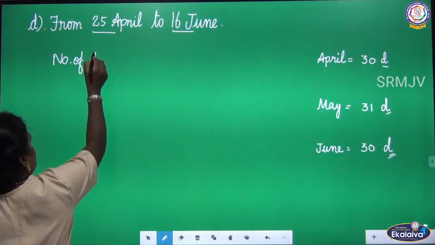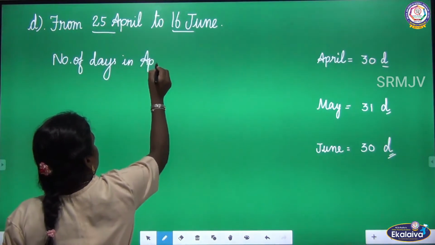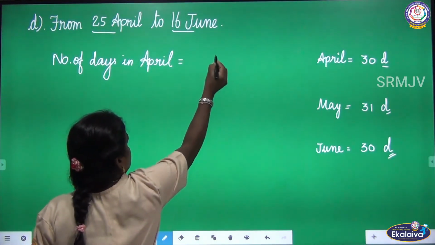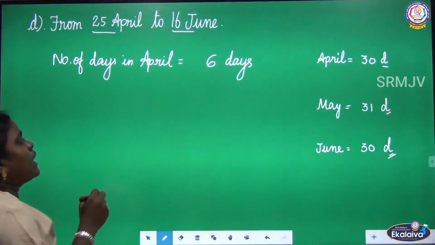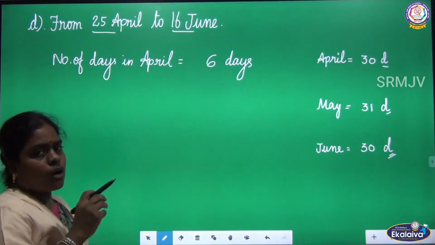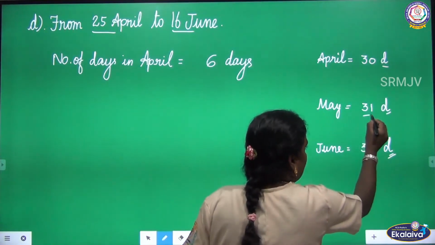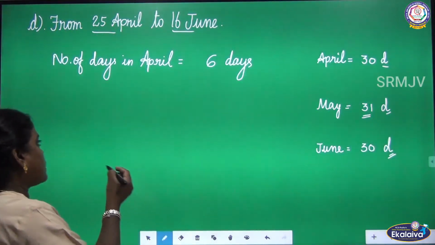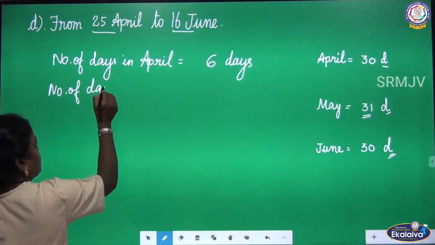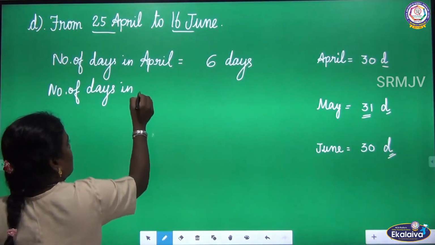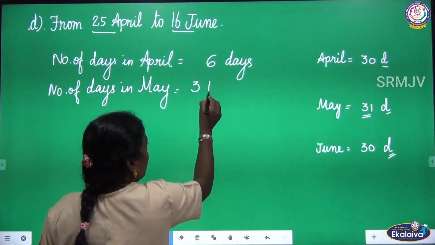Number of days in April, it is 6 days. So now we want to include the May month. It is a whole month. Here they have included the whole month. So we are going to take the number 31. Number of days in May, that is 31 days.